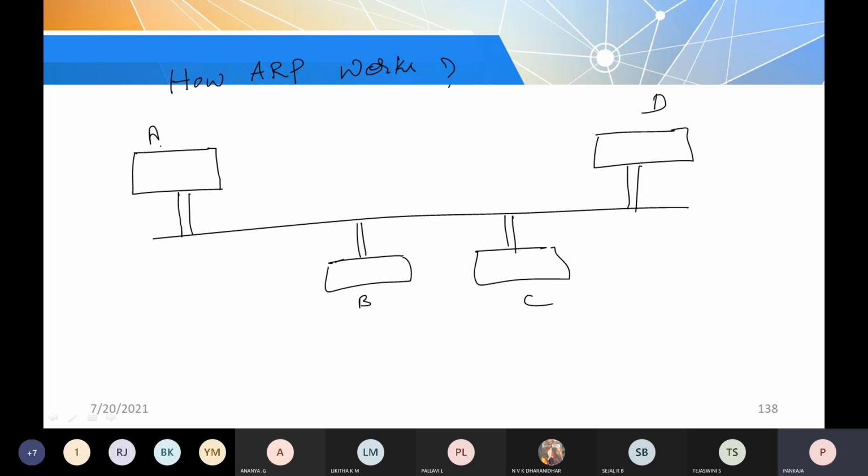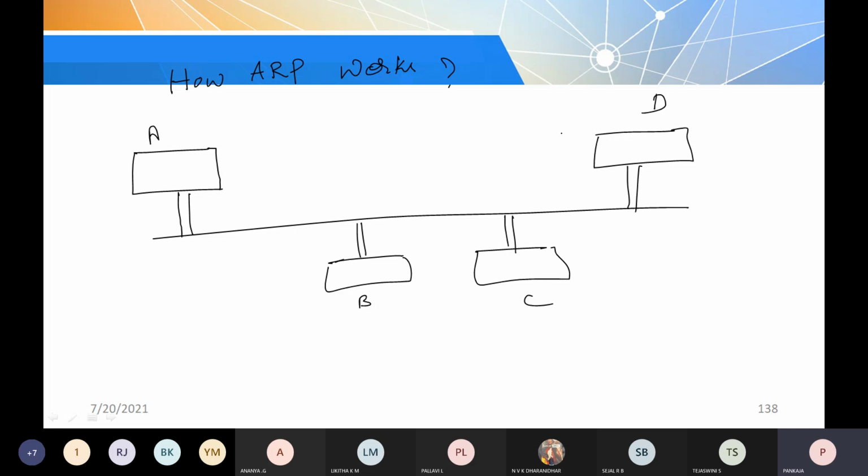Now consider device A wants to send data to device D. In between, if there is any network issue or if you cannot hear me, just let me know. If I am disconnected, kindly call. Here you can observe that device A wants to send data to D. Consider that it does not know the MAC address of device D. The physical address is not known, but the IP address is known.